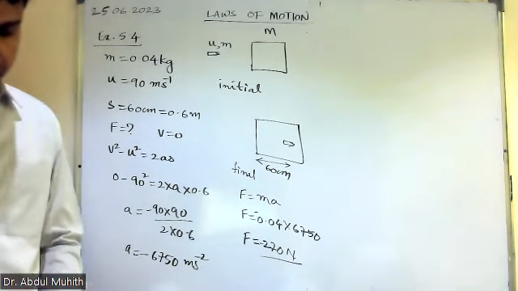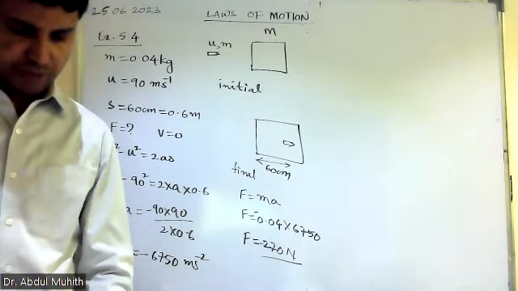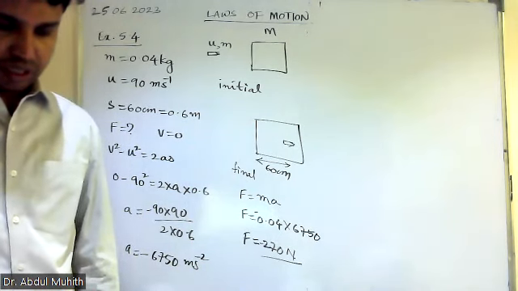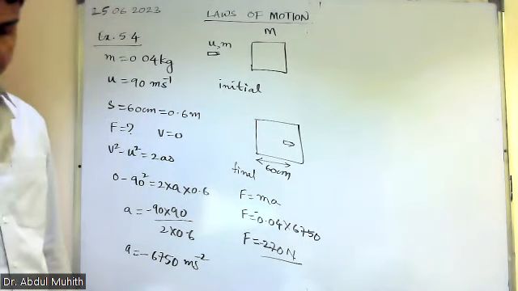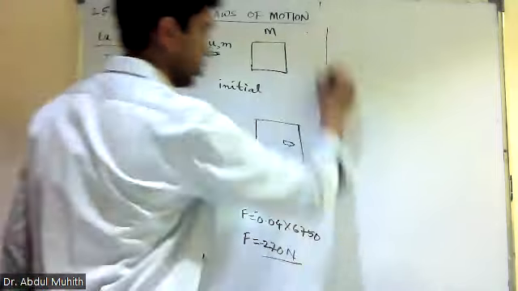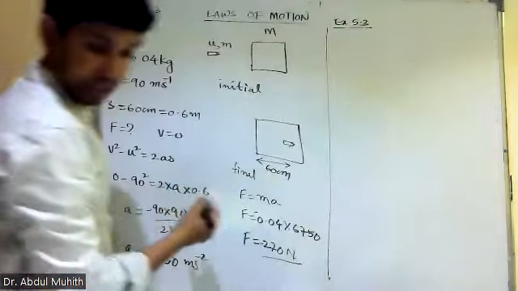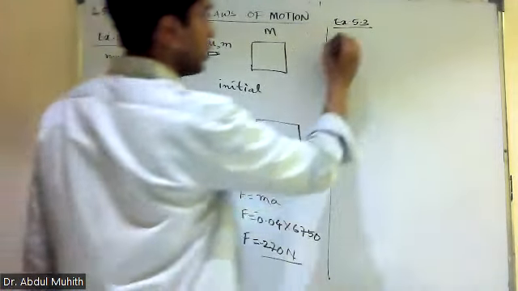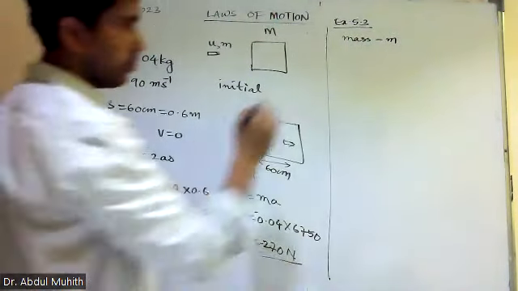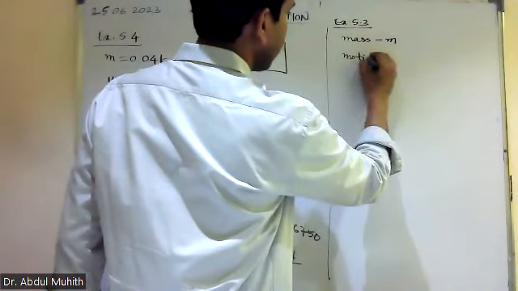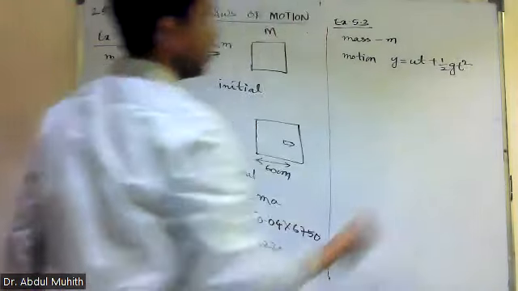Now, next question. The motion of a particle, which is 5.3. Motion of a particle of mass m is described by y is equal to ut plus half gt square. Find the force acting on the particle. This is example 5.3. He says that the mass of the particle is m, and the motion of the particle is described by y is equal to ut plus half gt square.